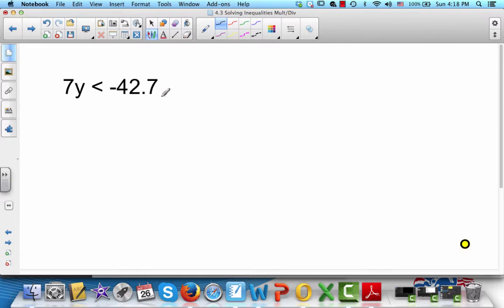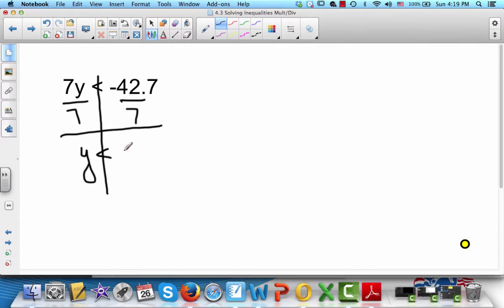Okay, now we've got one that involves a decimal. We still are just multiplying by 7, so the opposite of multiplying by 7 is to divide by 7 on both sides. So we're left with y is less than negative 6.1. Once again, we graph.